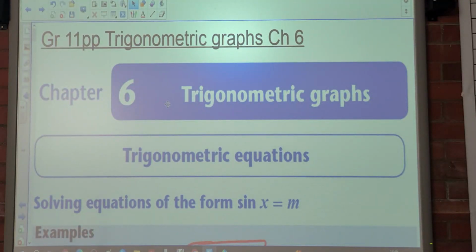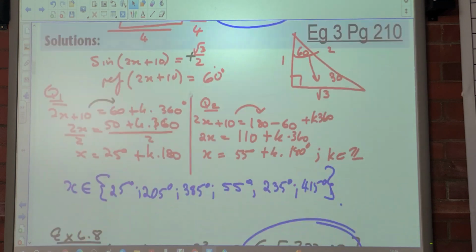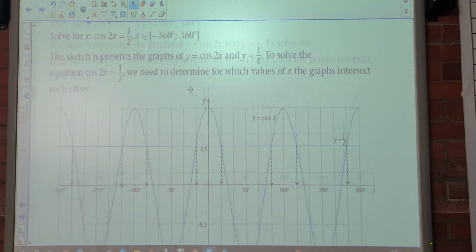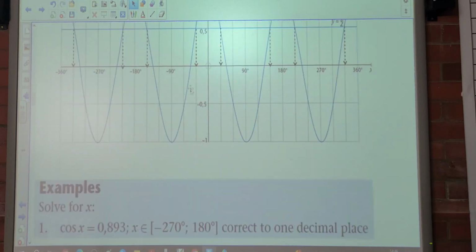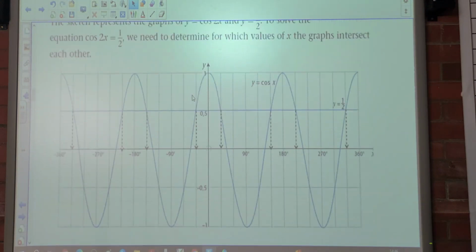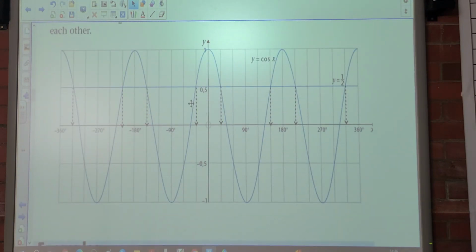Okay, good afternoon, class. So today we're looking at the examples for exercise 6.9. And 6.9 is on page 214. That's basically what the cos graph looks like.